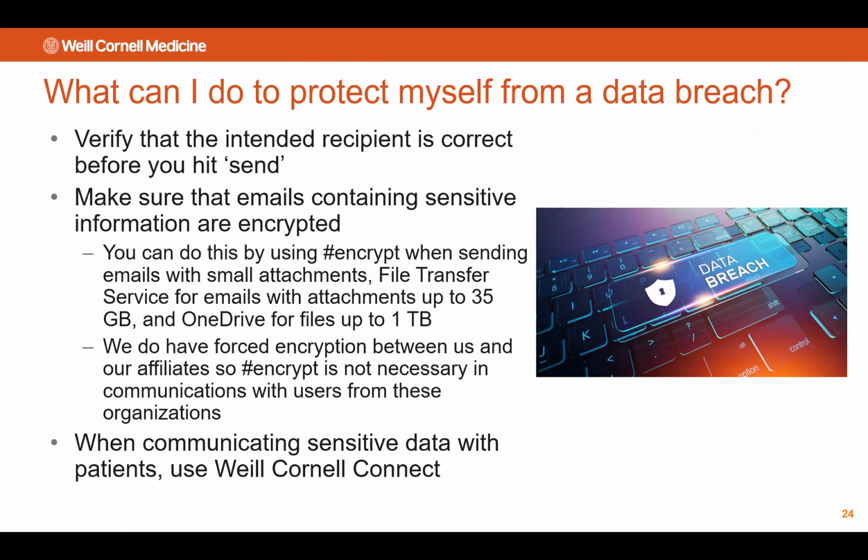You can do this by using #encrypt when you're sending emails with small attachments, file transfer service for larger attachments up to 35 gigabytes, and then OneDrive for files up to 1 terabyte. We do have forced encryption between us and our affiliates. So if you're sending an email to someone within Weill Cornell, NYP, MSKCC, Rockefeller, HSS, Cornell Ithaca, Columbia, or Qatar, you should be okay to not use #encrypt, but it is good practice just to keep yourself in the habit of doing.